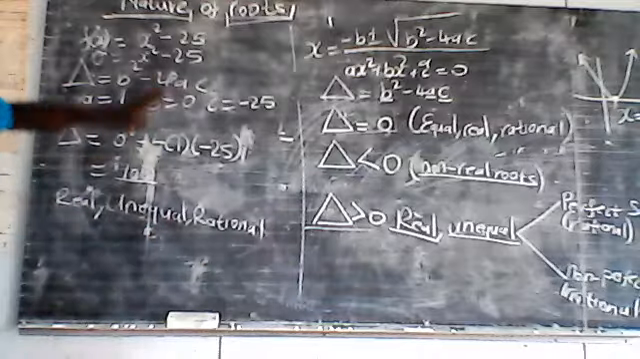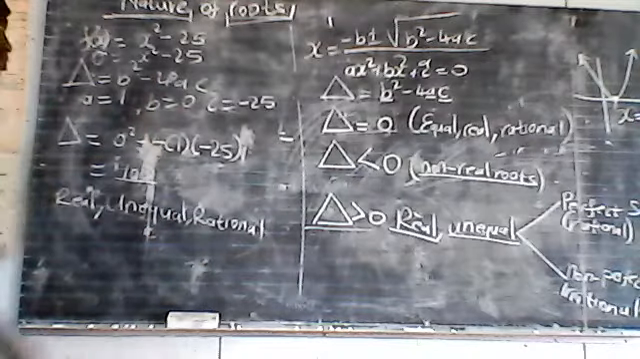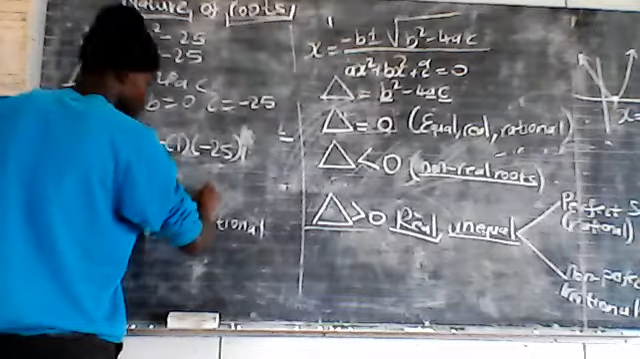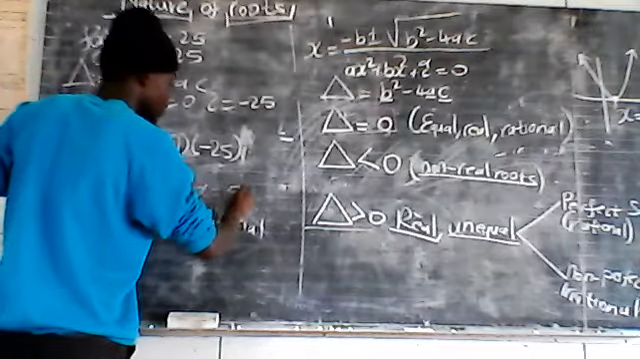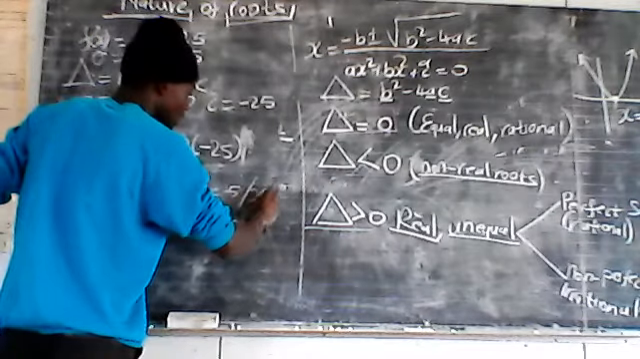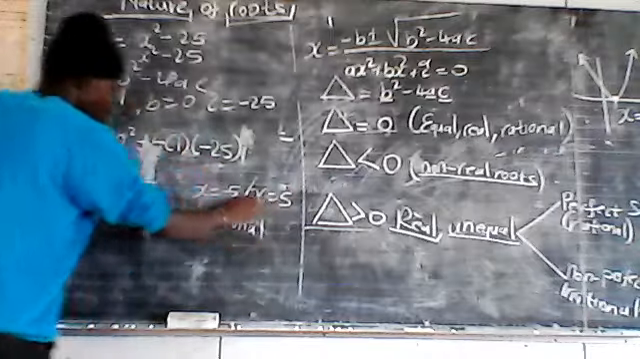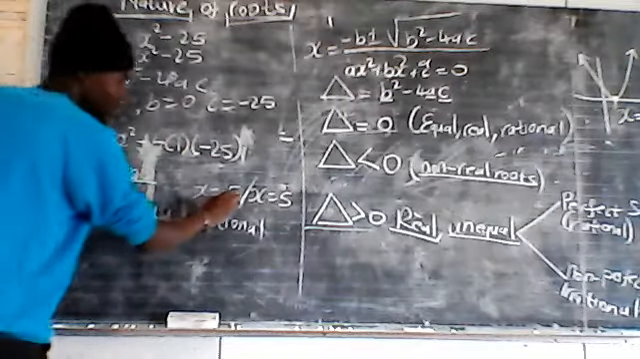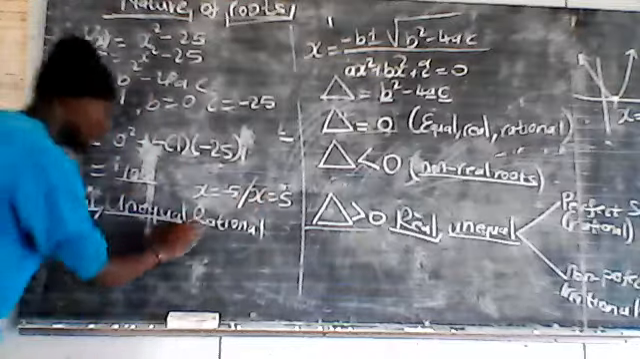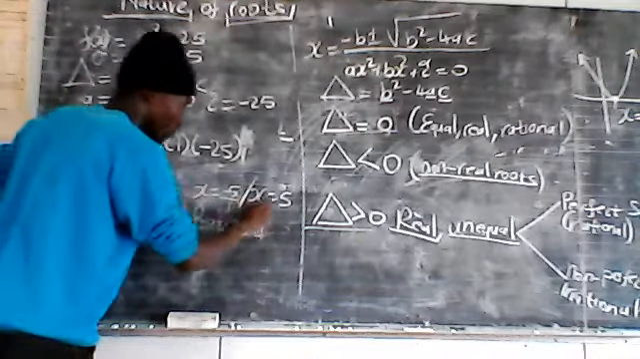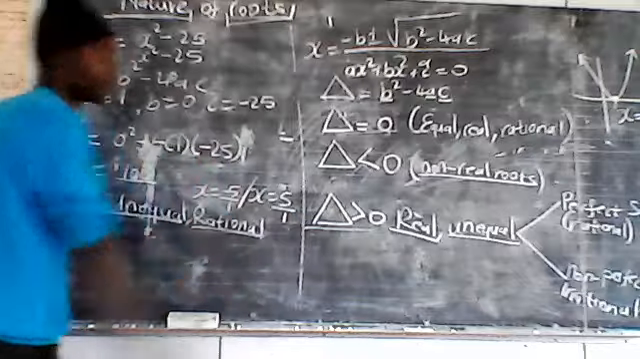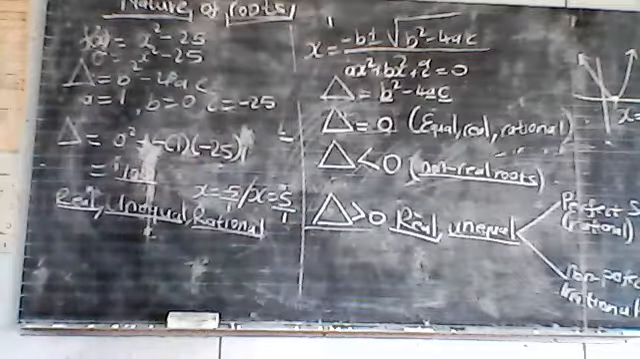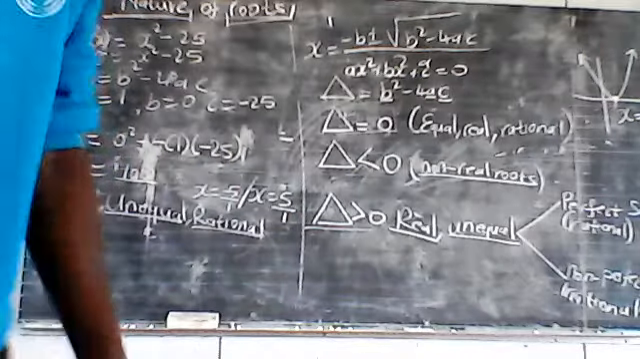Remember, what are the roots? I did not ask you to solve the roots, but we did earlier. We had x equals minus 5, or the second one was 5. These both are real roots. They are unequal, minus 5 and positive 5. They are also rational, minus 5 over 1 and 5 over 1. That is how you are going to predict, guys.